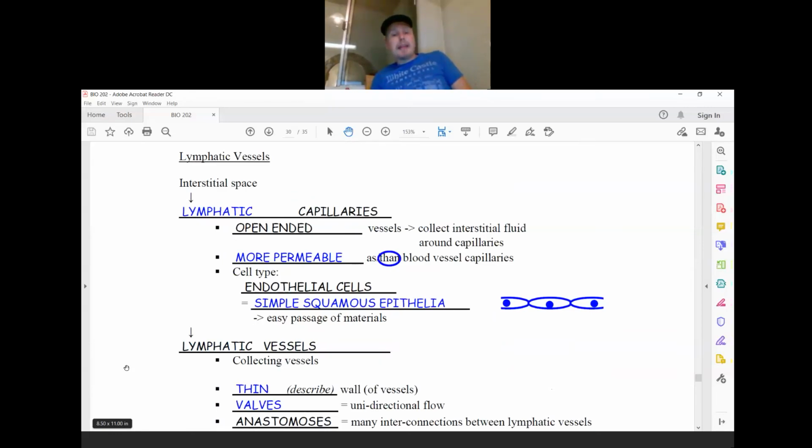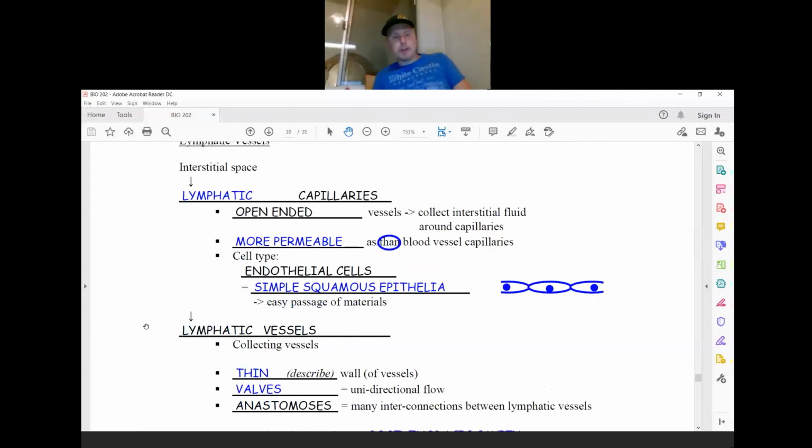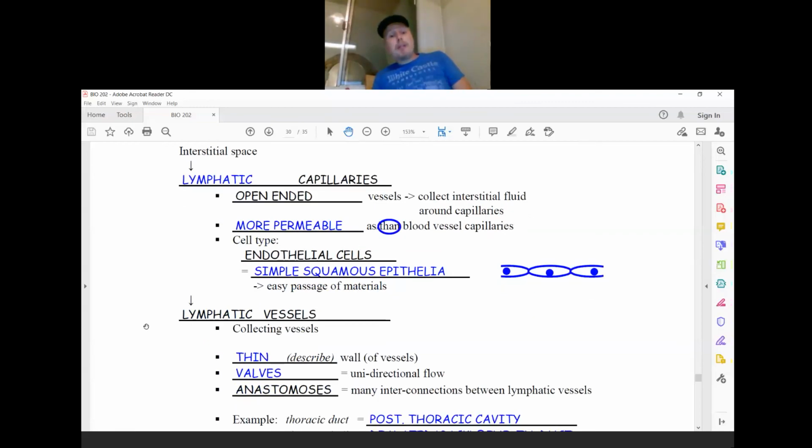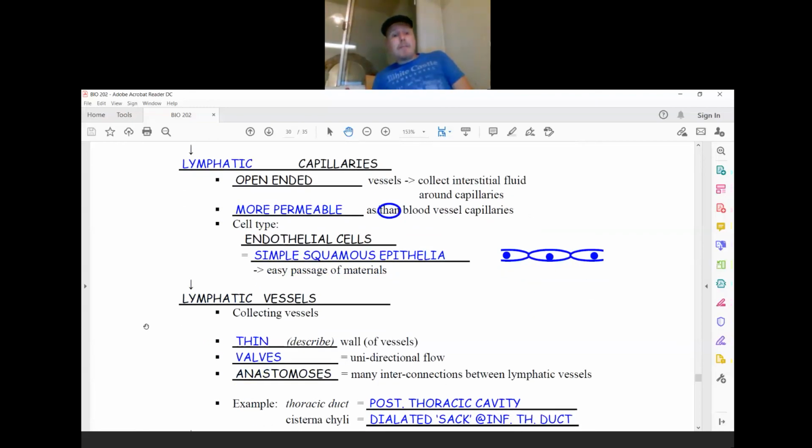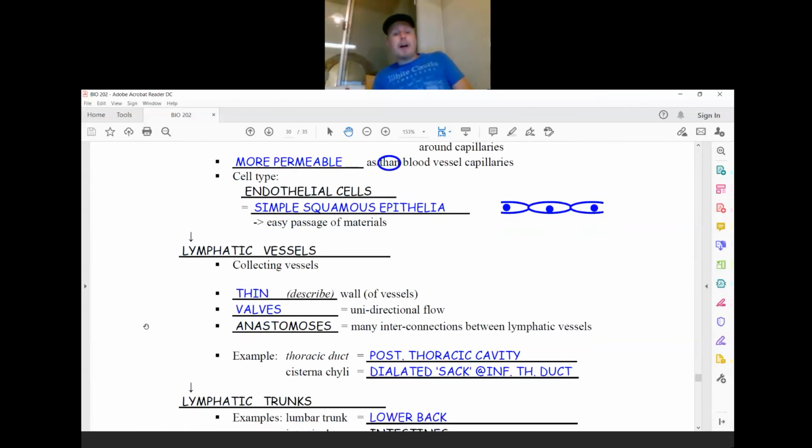In terms of the lymphatic vessels, we start with the smaller and go to the bigger. So you'll notice lymphatic capillaries, they were open from one end and they're much more permeable than blood vessel capillaries. They're made of simple squamous epithelia, so a single layer of these flattened discs, even easier than in the blood vessel capillaries for material to pass across those. Then lymphatic vessels grow in size. We end up with collecting vessels. They are thin-walled in general, lymphatic vessels. They have valves, just like our veins had, and they have anastomosis, so a lot of those interconnections.